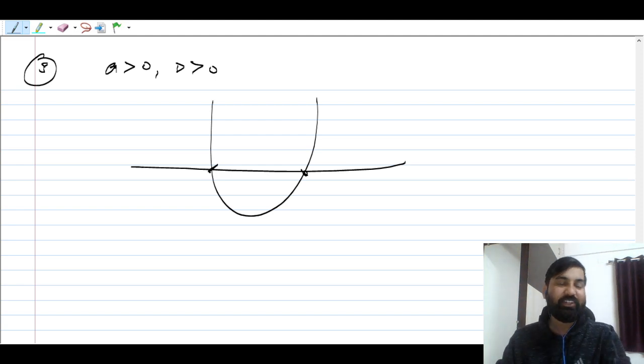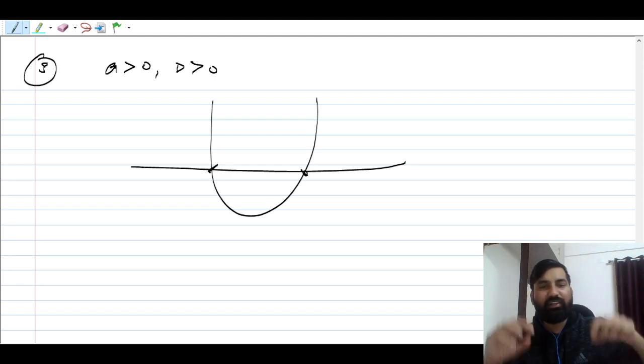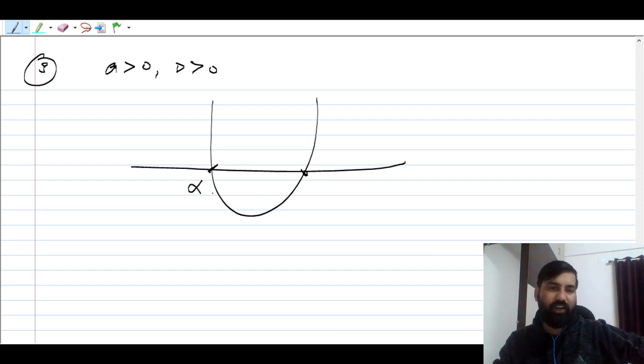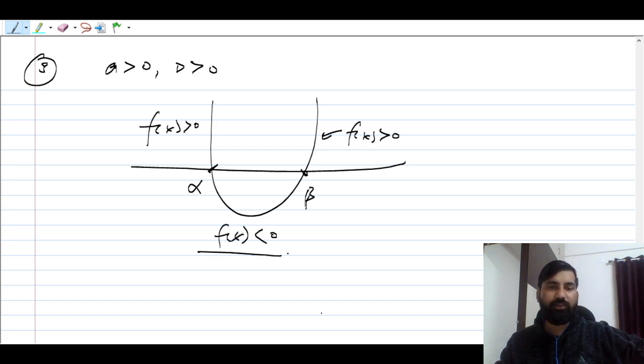ठीक है, तो ये याद रखना बहुत इंपॉर्टेंट है. तो between 2 points, between you can say alpha and beta, your function is negative, but here it is positive. Here you can say f of x is greater than 0, here f of x is greater than 0, but here f of x is less than 0. ठीक है, I hope this makes sense, guys.